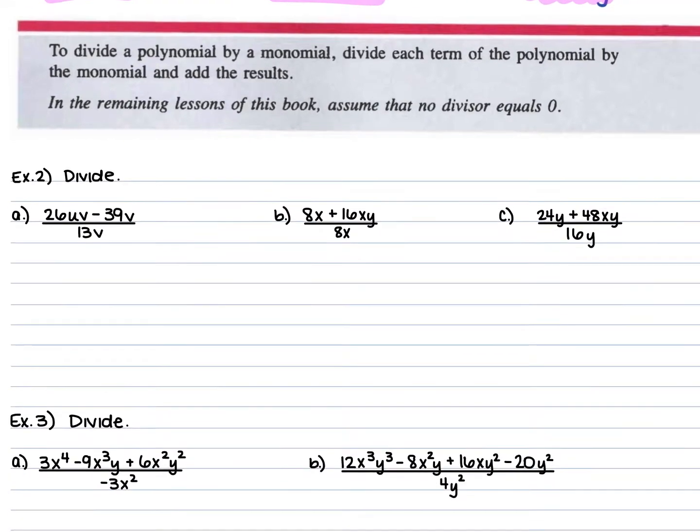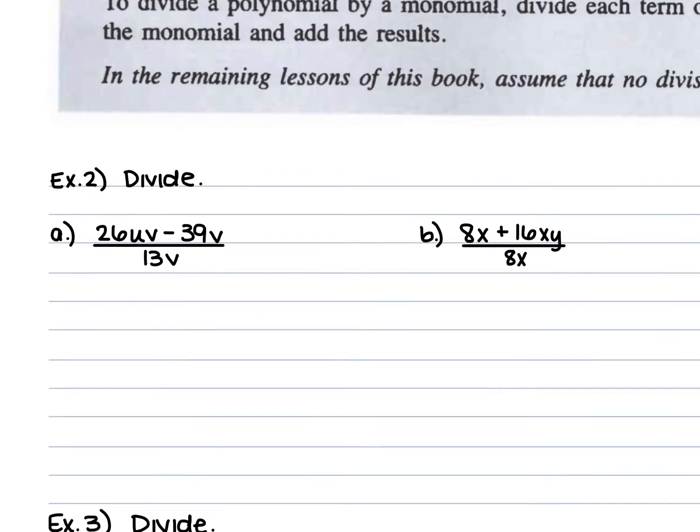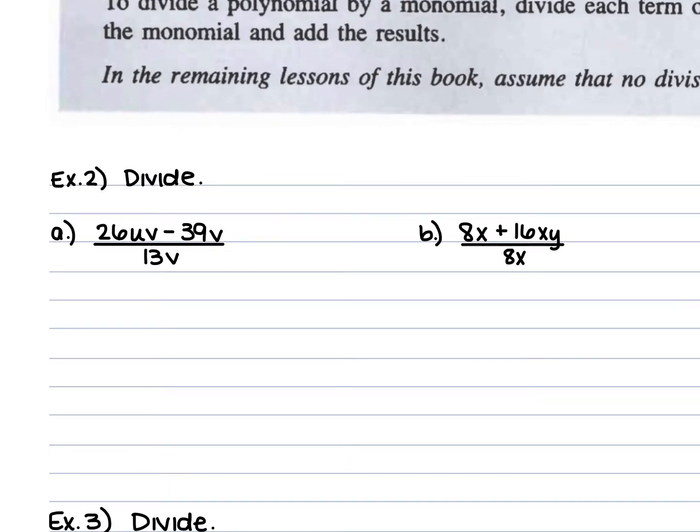For example 2, again, we are just dividing. For example A, we have 26uv minus 39v all over 13v. So if you wanted to separate this, you could. It would just be 26uv over 13v minus 39v over 13v. To simplify, the 13 goes into 26 two times, so 13 becomes 1, 26 becomes 2. You have a v on the top and the bottom of that fraction, so they cancel each other out, and you're just left with 2u.